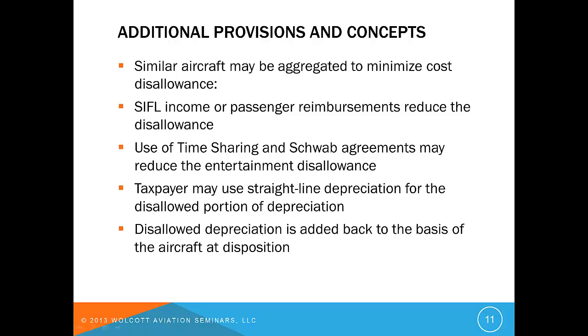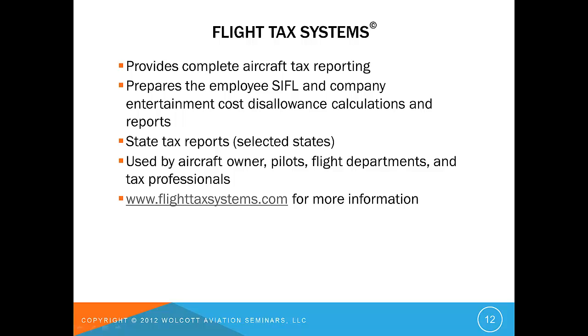Here are some additional provisions and concepts. Similar aircraft may be aggregated to minimize cost disallowance, and SIFL income or passenger reimbursements will reduce that disallowance. Use of time sharing and Schwab agreements may reduce the entertainment disallowance, and the taxpayer may use straight-line depreciation for the disallowed portion of depreciation. Disallowed depreciation is added back to the basis of the aircraft at the time of disposition.